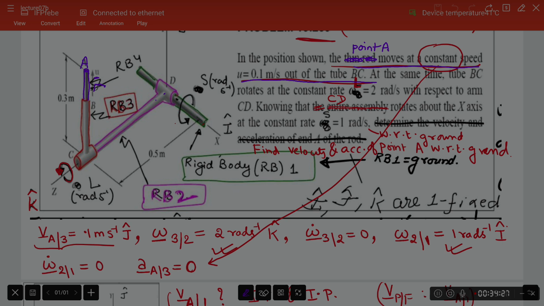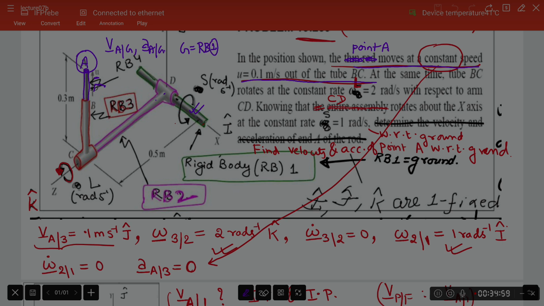So we need to find the velocity of this point with respect to ground and acceleration of A with respect to ground. Now where is the ground? This grey rod can be considered as the extension of the ground itself, and I am calling that RB1. So G is the same as RB1, rigid body 1.